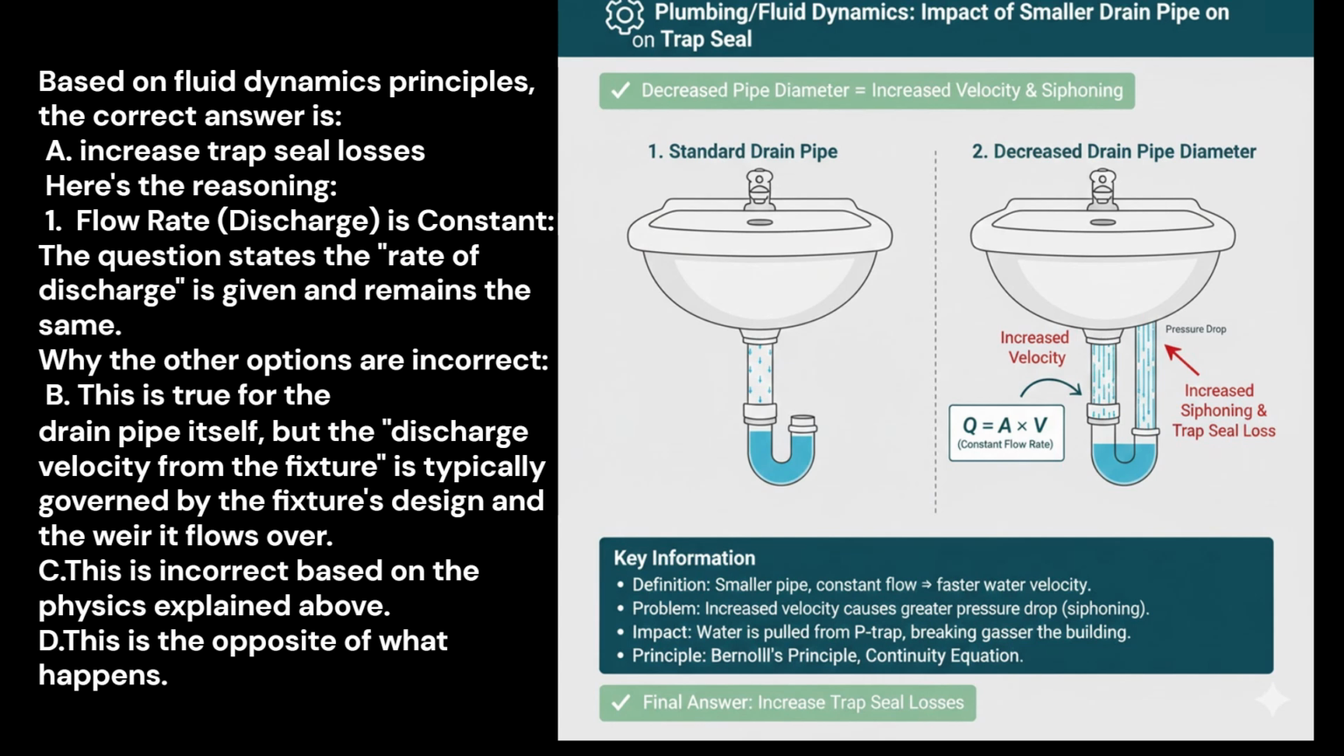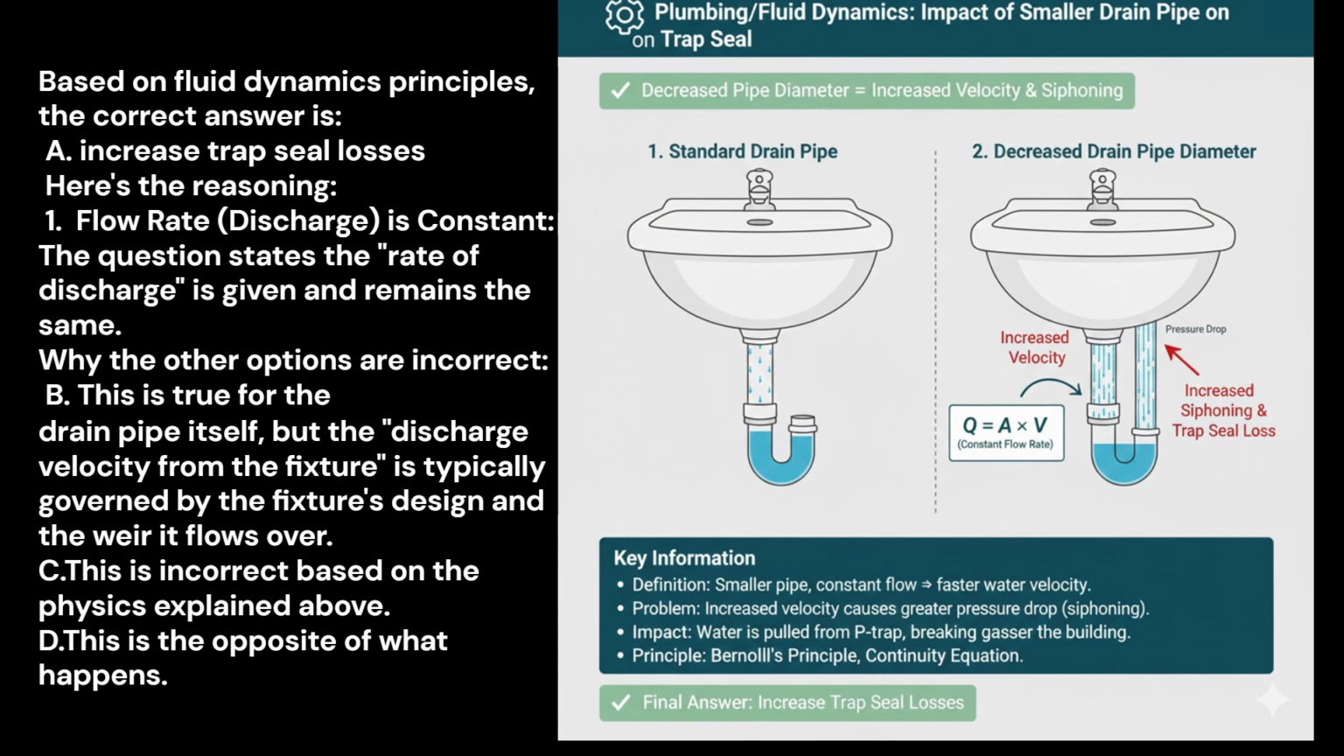3. Connection to trap seal losses. A trap seal is lost primarily through siphoning. Faster moving water creates a greater pressure drop, due to Bernoulli's principle and increased friction. This increased pressure drop can more easily pull the water out of the trap, breaking the seal.